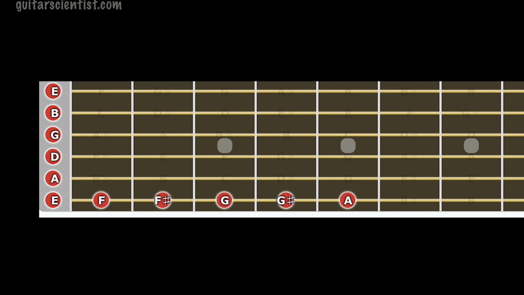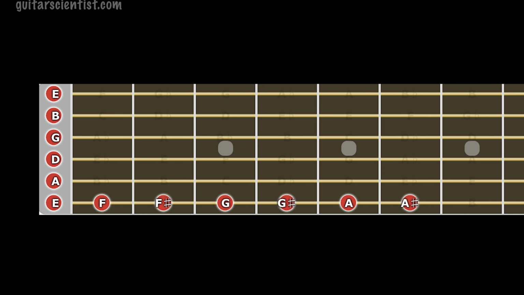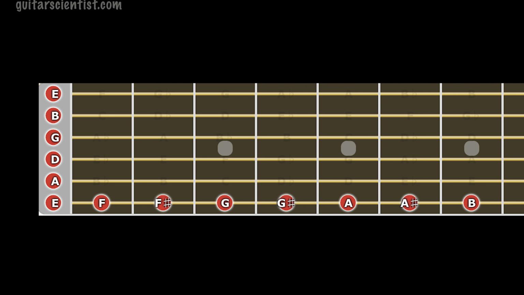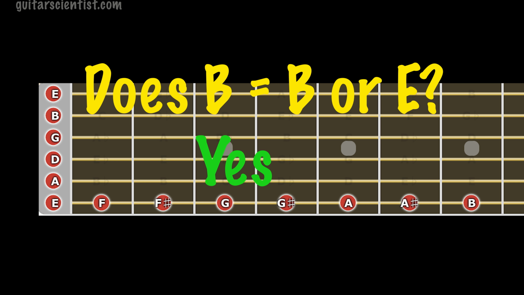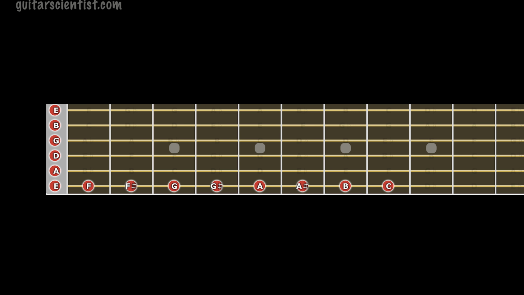Now the trick question. What's the next note after G sharp? That's right. It's H. No, we start over at A. Don't ask me why, it's just that way. So now we start over with A. A is not B or E, so the next note up is A sharp. The next note up is B. B is B or E, so since it has no sharps, the next note up is C.